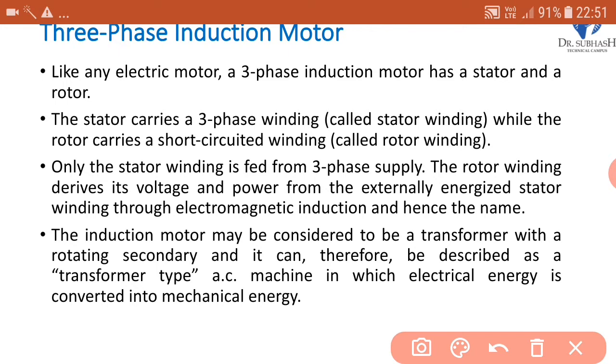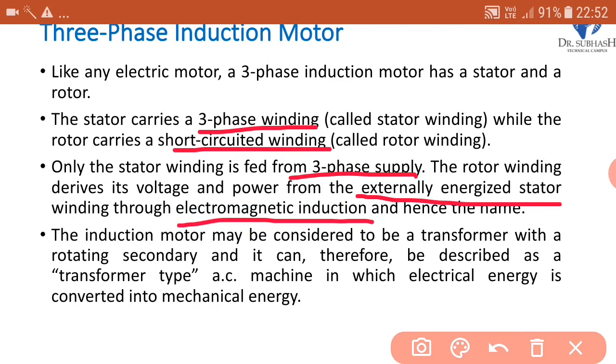Like any electric motor, a three-phase induction motor has a stator and rotor. There are two main parts, stator and rotor. The stator carries a three-phase winding called stator winding, while the rotor carries a short-circuited winding called rotor winding. Only the stator winding is fed from the three-phase supply. The rotor winding derives its voltage and power from the externally energized stator winding through electromagnetic induction, and hence the name induction motor.